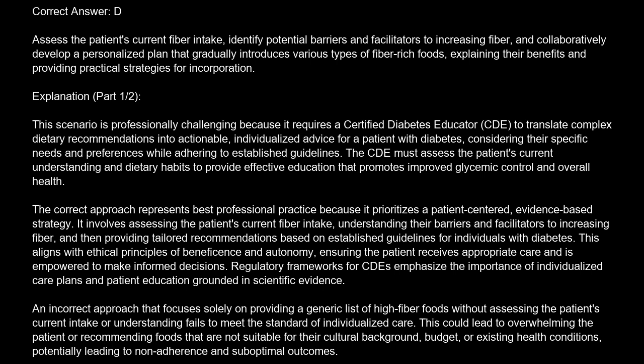It involves assessing the patient's current fiber intake, understanding their barriers and facilitators to increasing fiber, and then providing tailored recommendations based on established guidelines for individuals with diabetes. This aligns with ethical principles of beneficence and autonomy, ensuring the patient receives appropriate care and is empowered to make informed decisions. Regulatory frameworks for CDEs emphasize the importance of individualized care plans and patient education grounded in scientific evidence.